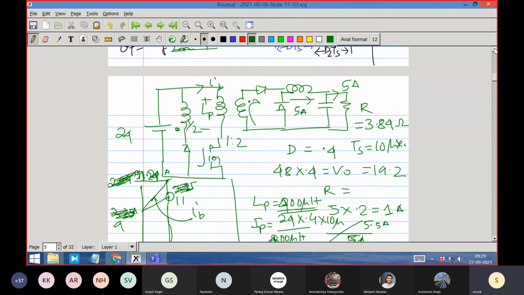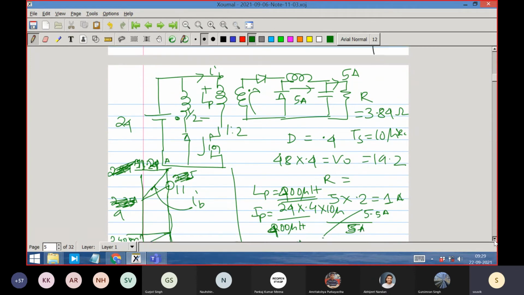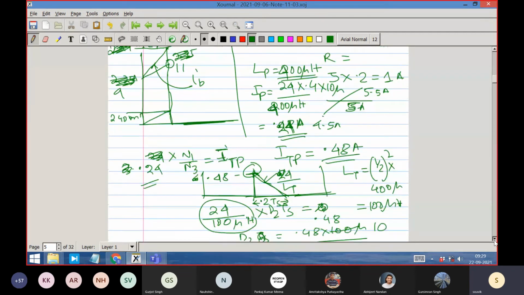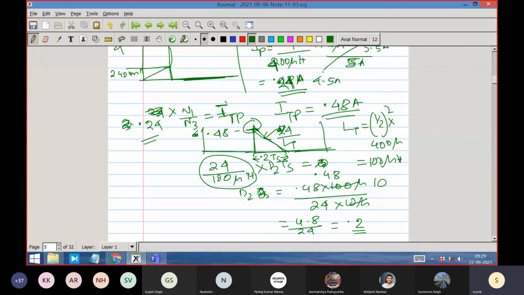And what is the inductance of this coil? Inductance changes as per the square of the turns. So L2 will be how much? 1/4 of 400 microhenry. That will be 100 microhenry, right?